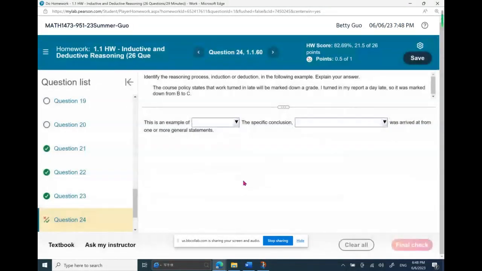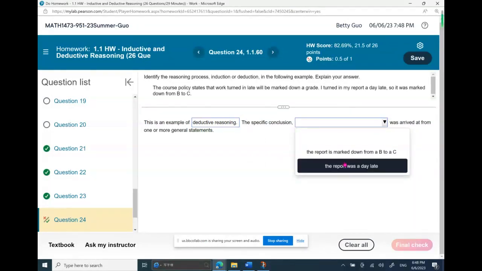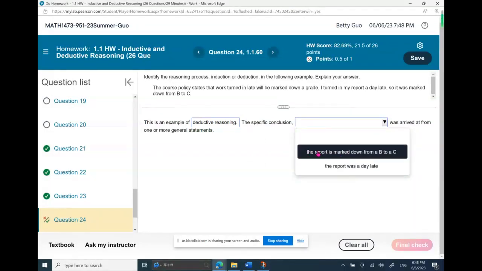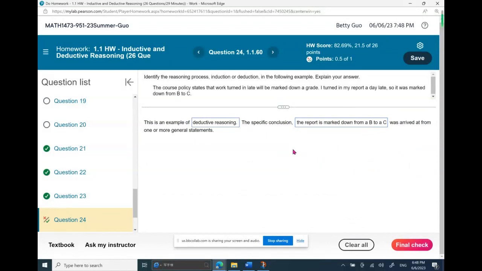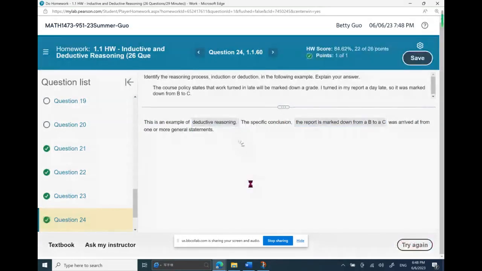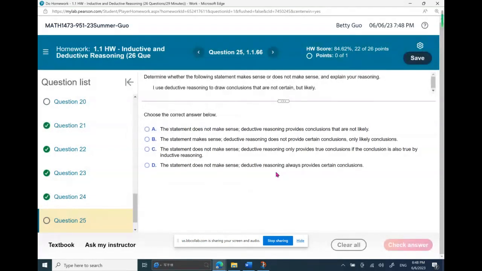Okay. This is an example of deductive reasoning, with a specific conclusion. Oh, my bad. The report being marked down from B to C was arrived at from one or more general statements. Conclusion, not condition. Marked down is the consequence of turning in late. Okay, we should be able to finish this one today.